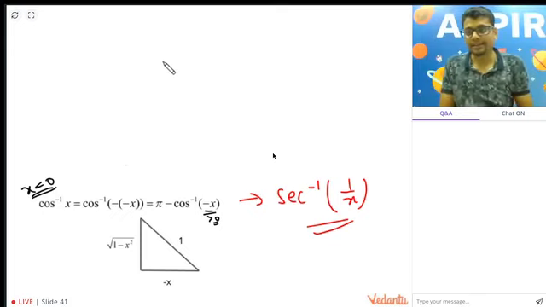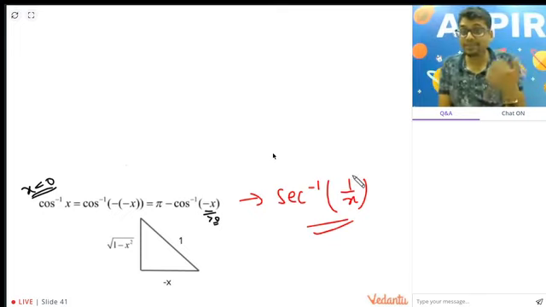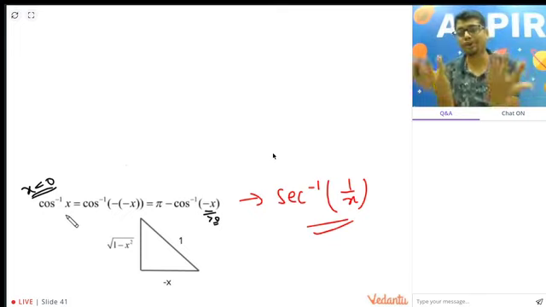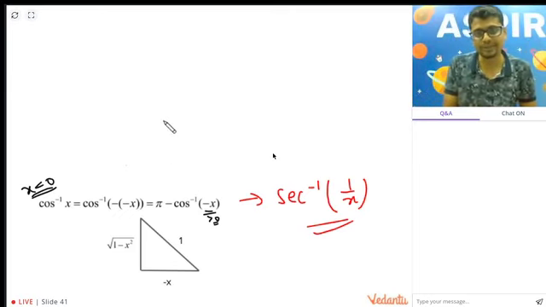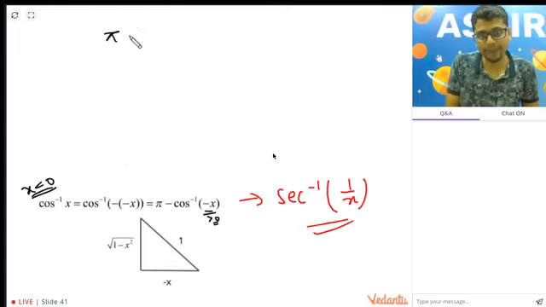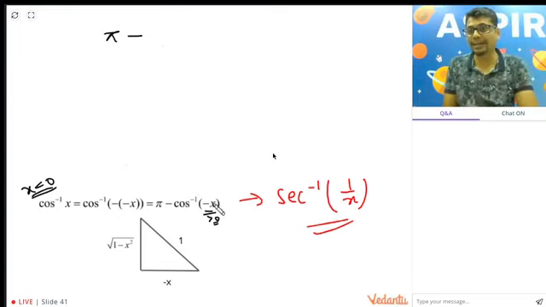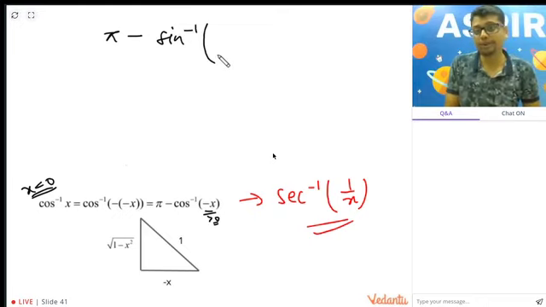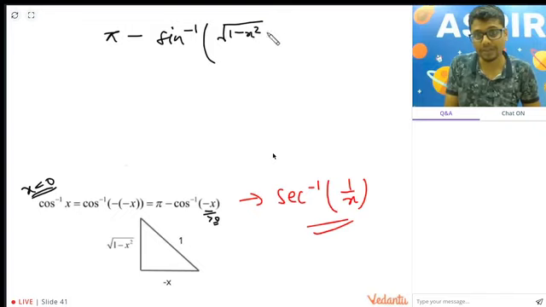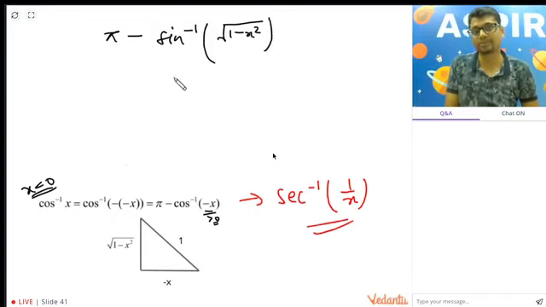And so here, sec inverse 1 by x. Cos inverse x is always sec inverse 1 by x, right? Now, what about sine inverse? You can see it this way. It will be pi minus cos inverse minus x, and minus x is positive. So sine inverse will be perpendicular by hypotenuse. Perpendicular is this, and hypotenuse is anyway 1. So this is in terms of sine inverse.